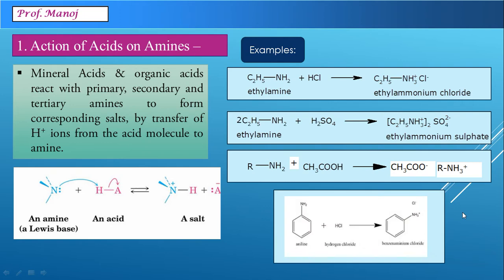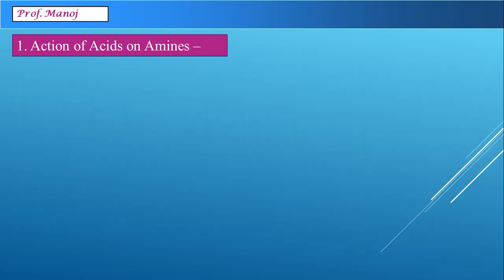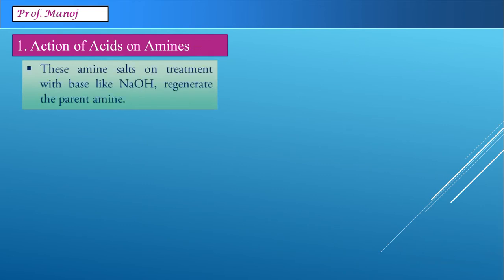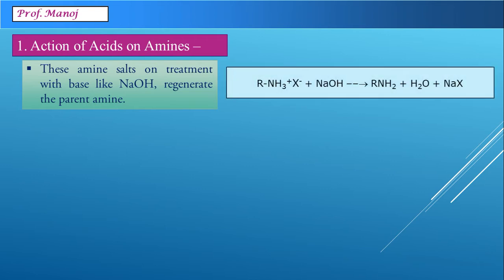Aromatic amine like aniline reacts in the same way. Aniline reacts with HCl to form benzenium chloride, also anilinium chloride. These amine salts which we have created can react with base like NaOH. Reaction goes backward and parent amine is created. You can see, if we imagine a structure as RNH3+ X-, when neutralized by NaOH, original amine is created. Just for example purpose, we have shown here primary amine, but similar reaction takes place even for secondary and tertiary amines.